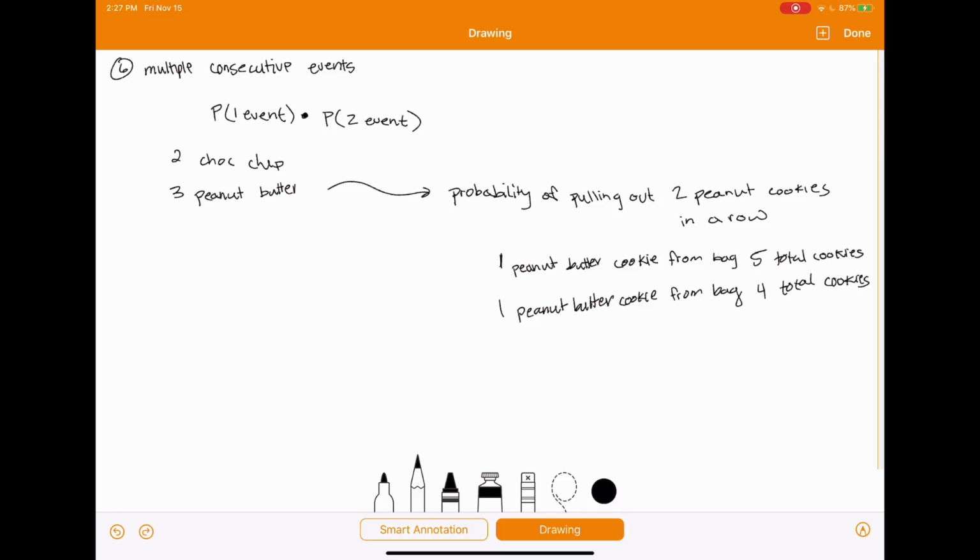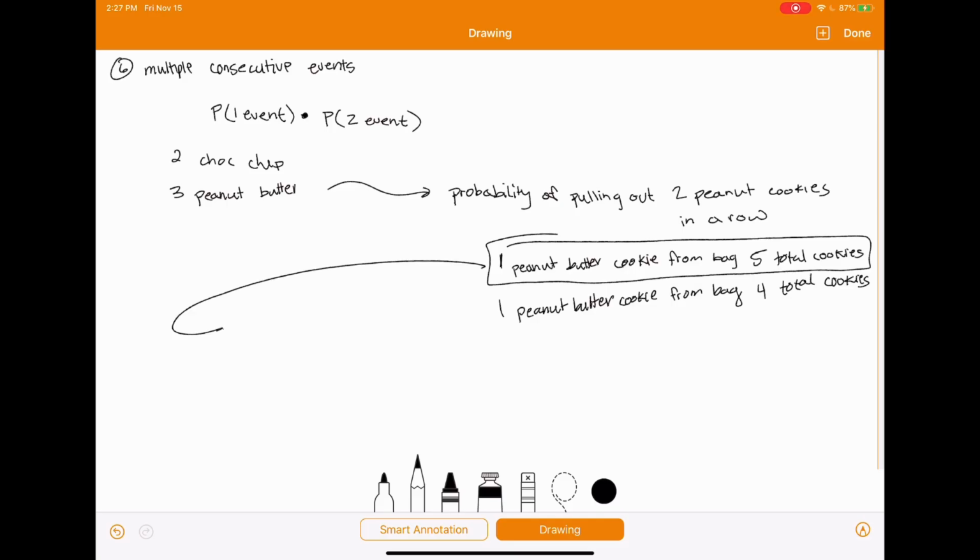So the probability of this first event here is going to be, how many chances do we have of pulling out a peanut butter cookie? We would have 3 out of a total of 5. Now for the second event, since we've already taken 1 peanut butter cookie out, now we only have 2 chances from 4. So then we multiply these together, we get 6 over 20, which ends up being 3 over 10. So that would be our probability.